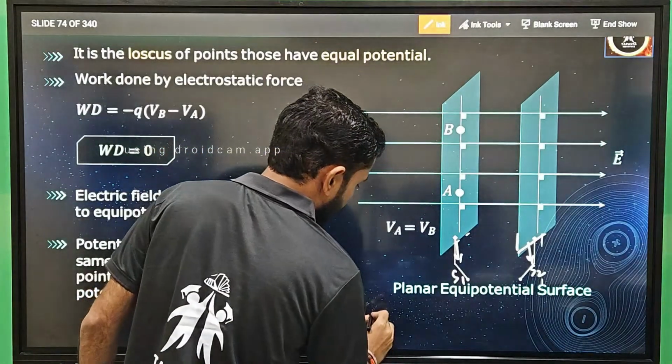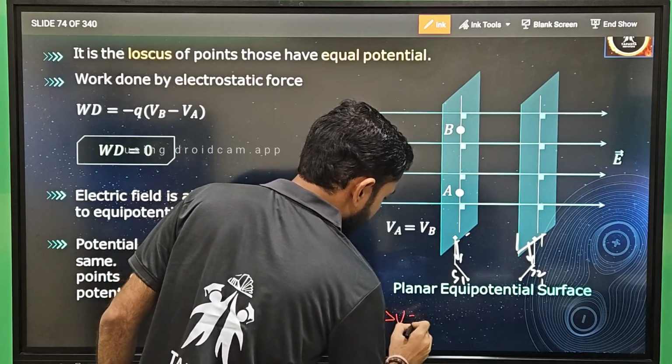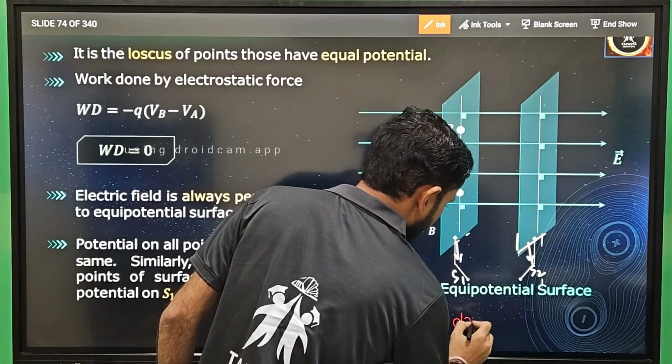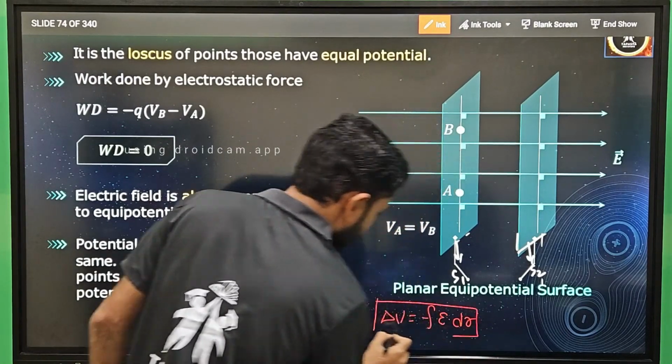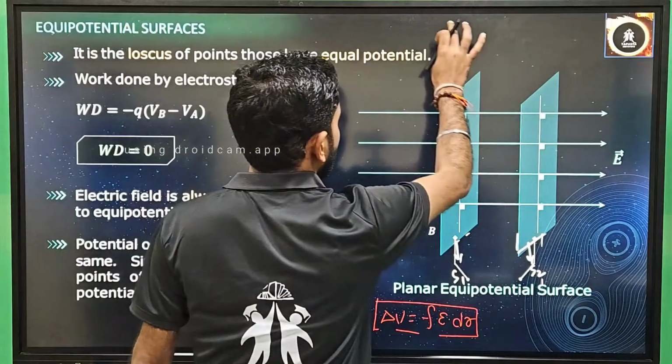So what was the relation? Work done or potential difference can be written as minus of E dot dr. That was a basic relation that we have already seen in this topic. Now we are going to start a new topic.